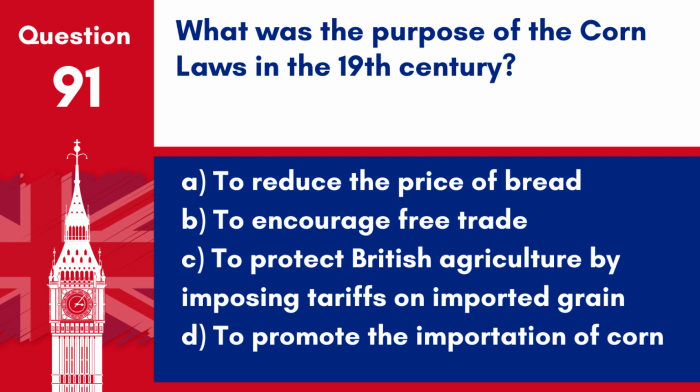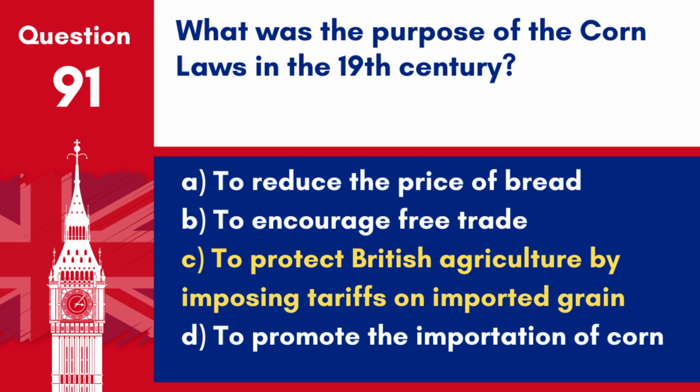Question 91. What was the purpose of the Corn Laws in the 19th century? A. To reduce the price of bread. B. To encourage free trade. C. To protect British agriculture by imposing tariffs on imported grain. D. To promote the importation of corn.